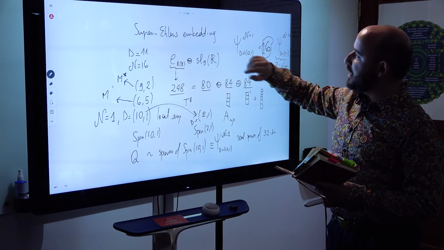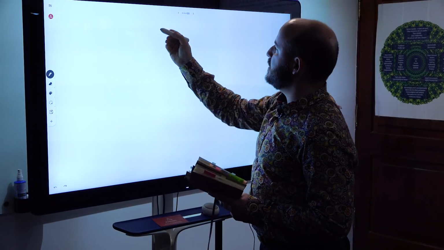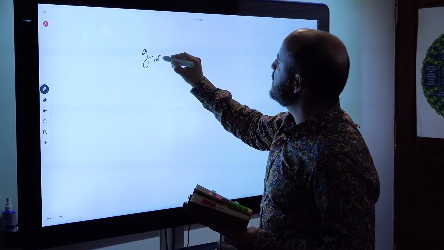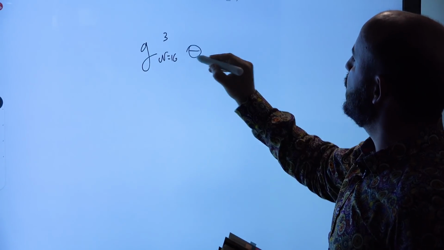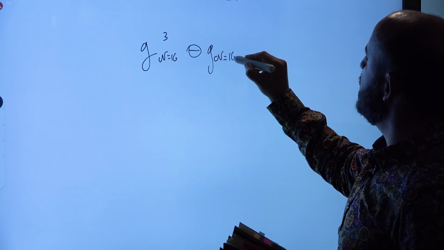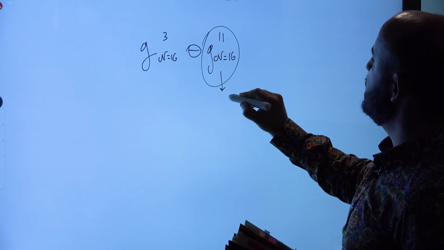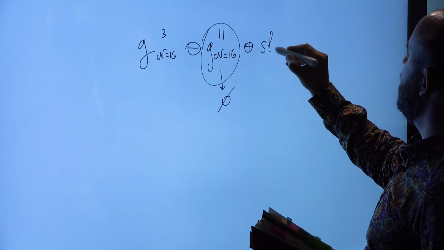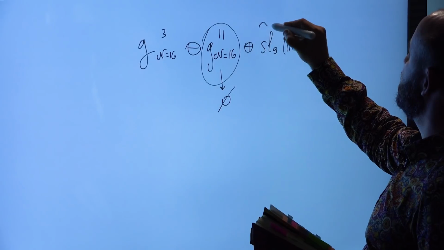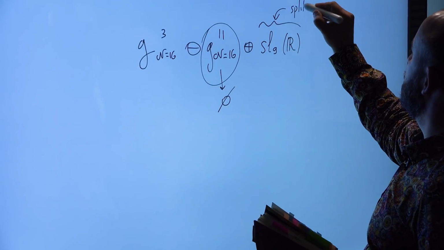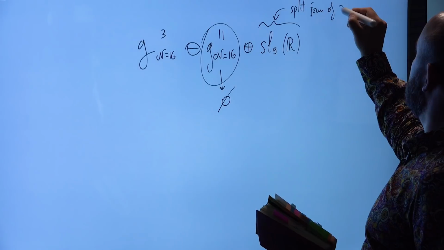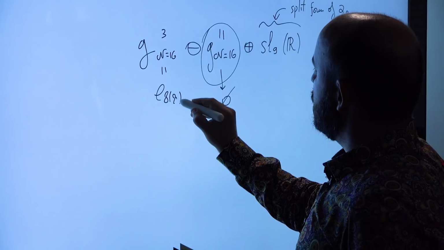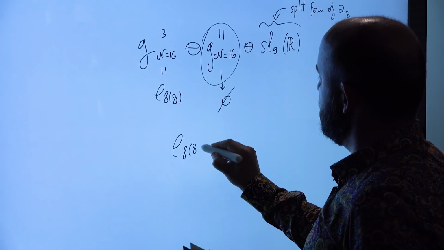So let me study again this coset. Let me write it again. We have G of N=16, D=3 over G of N=16, D=11, which is void in this case, plus SL(9,R), the split form of A8. Okay, so let's study the coset, and this is E8(8). So we write down the coset.